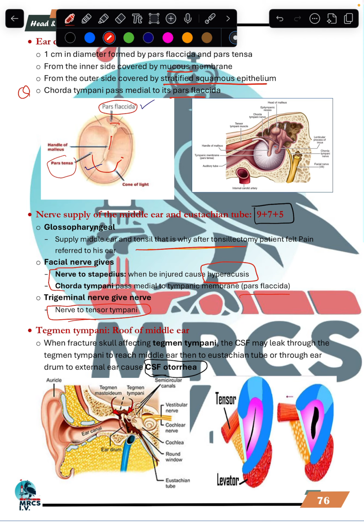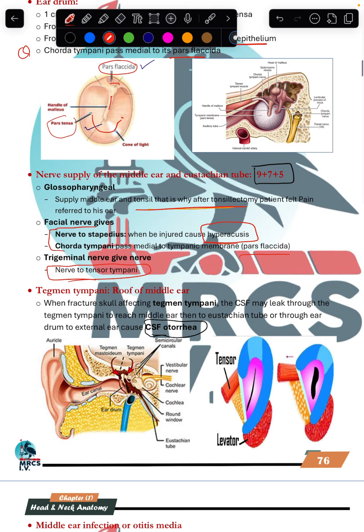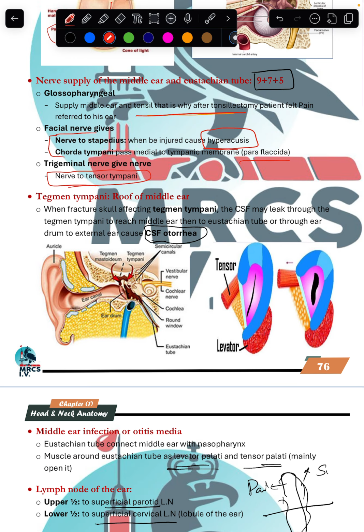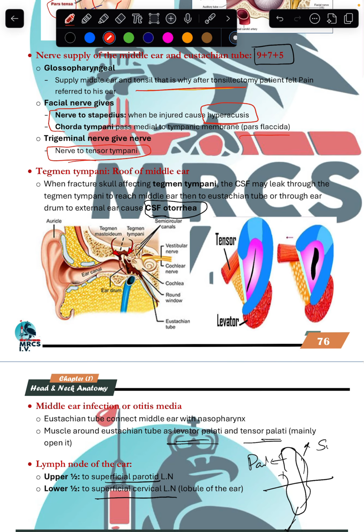Facial nerve to the stapedius, so whenever there is hyperacusis, there is a lesion of this facial nerve. The chorda tympani passes medial to the pars flaccida. Trigeminal nerve to the tensor tympani. Tympanic membrane, roof of the middle ear cavity. If there is an injury into the middle ear cavity, then blood or CSF comes out of this.